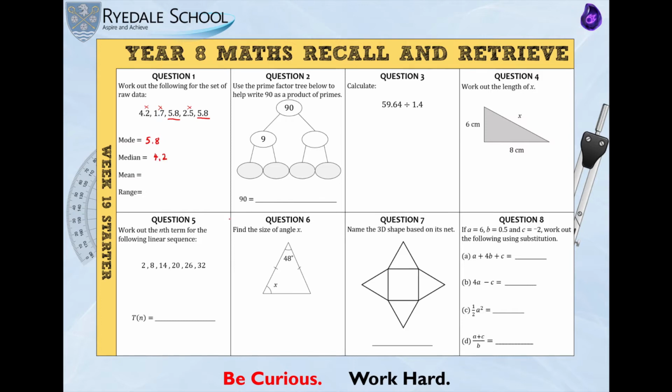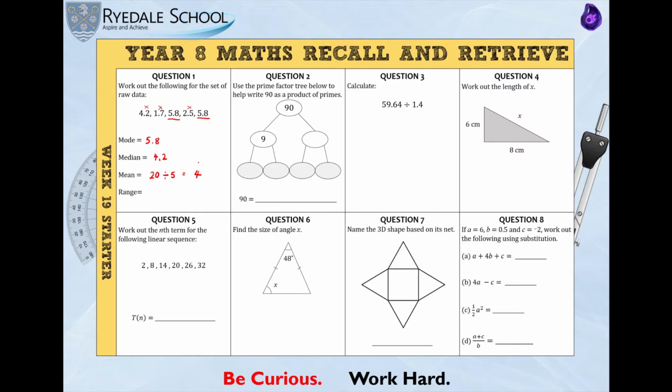For the mean, we add them all up and divide by how many numbers there are. Now, these numbers aren't too bad to add up, but for the sake of it, I'm just going to use a calculator to add them up. So I'll be adding them up and then dividing by 5 because there's 5 numbers. And when you actually add them up, you get the answer 20, and 20 divided by 5 is 4.